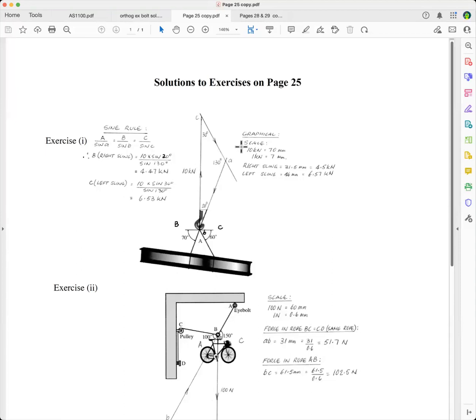And so you work out your scale. 10 kilonewtons equals 70, 1 kilonewton equals 7 millimeters. And so then you're using your set squares. You make this 70 millimeters long, put the arrows on it, and I generally use Bow's notation. You don't have to if you don't want to.